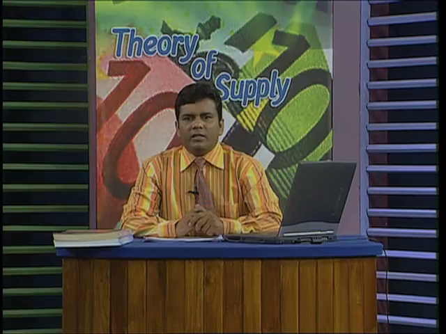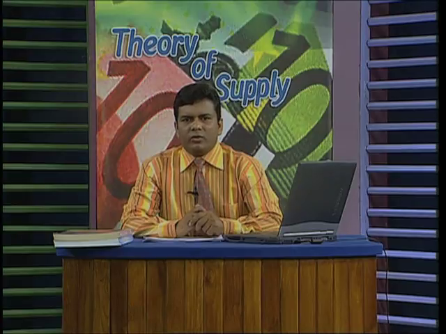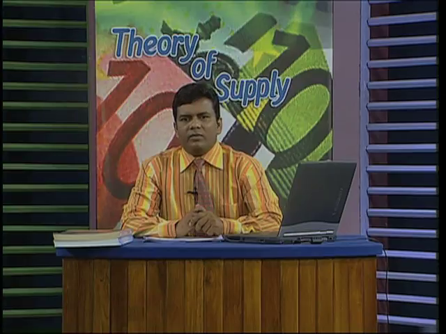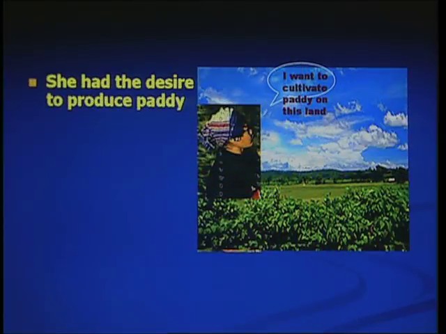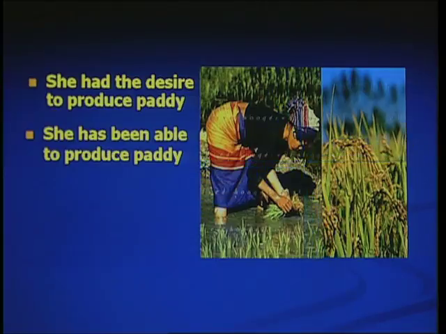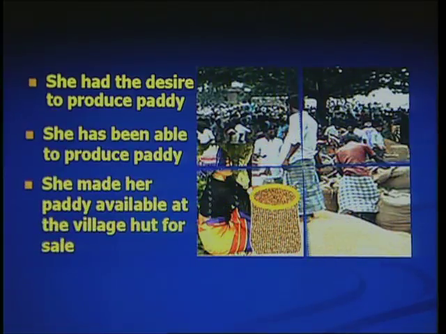We saw the farmer lady met all three conditions. She had the desire to produce paddy. She has been successfully able to produce paddy, and she made it available in the village hut for sale. So, the farmer lady has the supply of paddy because she met all the three conditions. She had the desire to produce paddy, she has been able to produce paddy, and she made her paddy available at the village hut for sale.